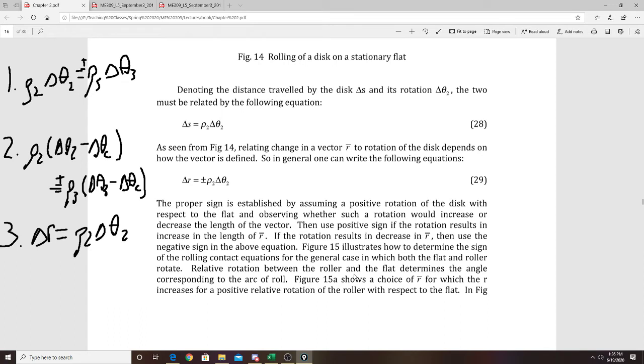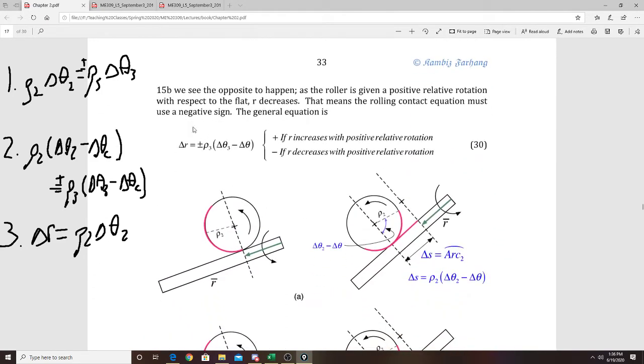So it says, figure 15 illustrates how to determine the sign of the rolling contact equations for the general case in which both the flat and roller rotate. So relative rotation between the roller and the flat determines the angle corresponding to the arc of the roll. Figure 15a shows the choice of r for which r increases for a positive relative rotation of the roller with respect to the flat. So right here in 15b, we see the opposite. So 15a is this one right here.